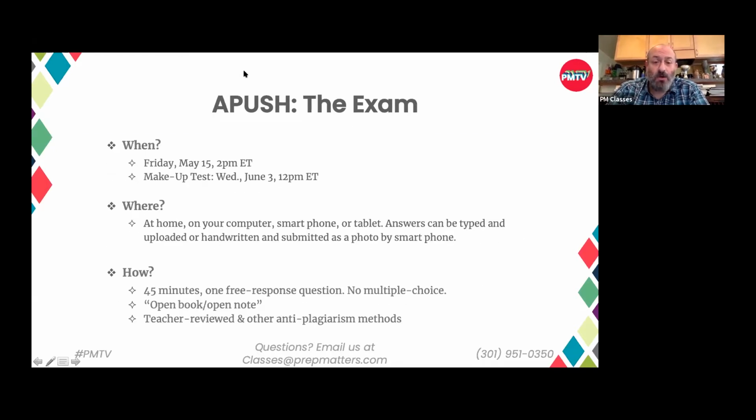Great. So you may have seen what the news was about the format of the test. You're going to be taking it at home. You're welcome to either type it out and upload it to the College Board site, or you're welcome to handwrite the exam as you would be doing in a normal year, and take a photograph of your exam and submit the photo to the College Board. The test is going to be, and I quote from the College Board, open book, open note.